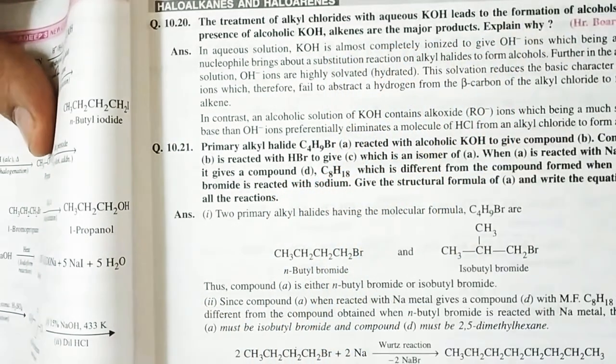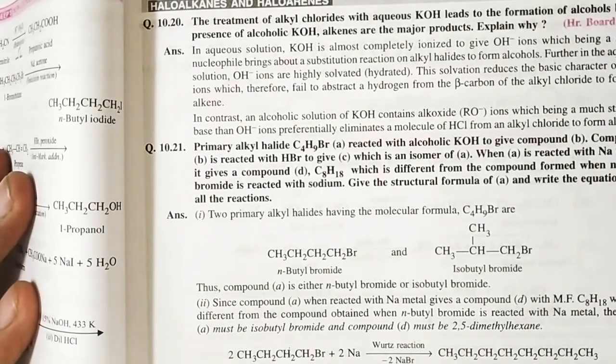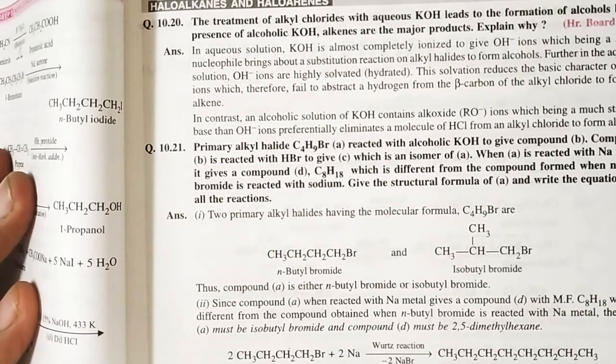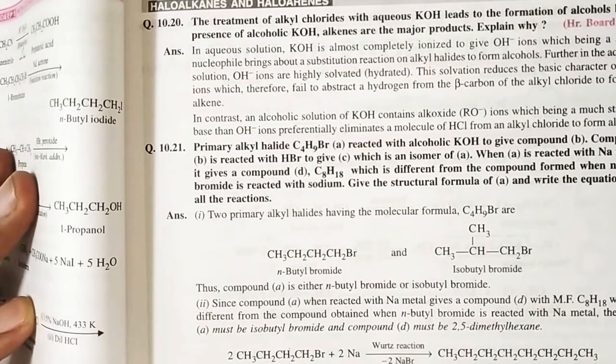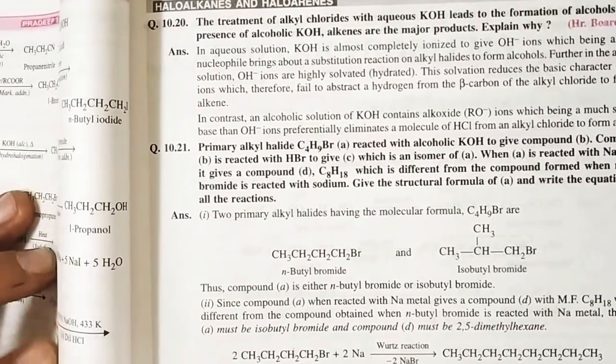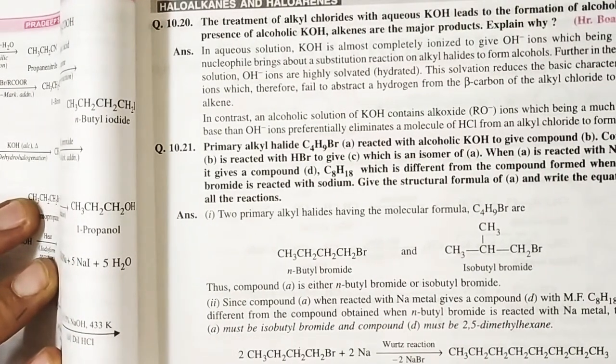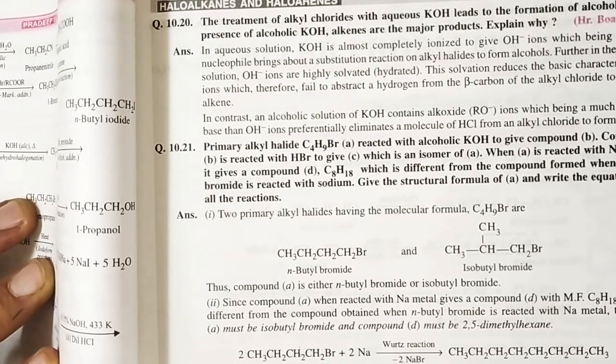Explain why. We know that in aqueous solution, KOH is almost completely ionized to give OH minus ion, because KOH is an ionic compound, right? So being a strong nucleophile, it brings about substitution reactions on alkyl halides to form alcohol. But further, in the aqueous solution, OH minus ion is highly solvated. This solvation reduces the basic character of OH minus, which therefore fails to abstract a hydrogen from the beta carbon of the alkyl chloride to form an alkene.